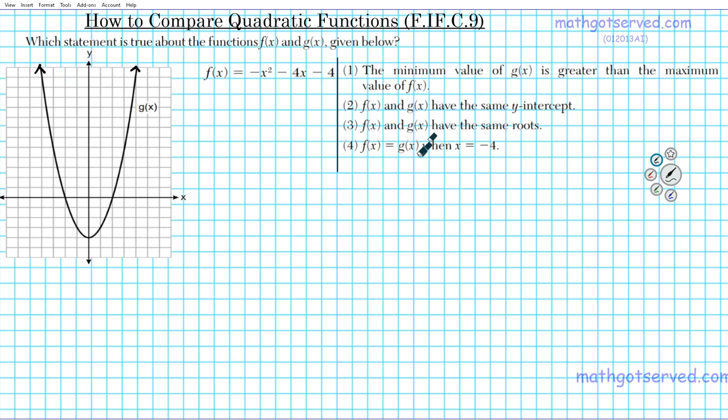We're going to be comparing both of them, but if we look at the comparisons here, intercept, roots, when they're equal to each other, minimum value, it's beneficial for us to have both of them in graphical format in order to carry out our comparisons. So we're going to go ahead and graph f of x on the same coordinate system of g of x. We're going to graph it here, and then we're going to carry out the comparisons.